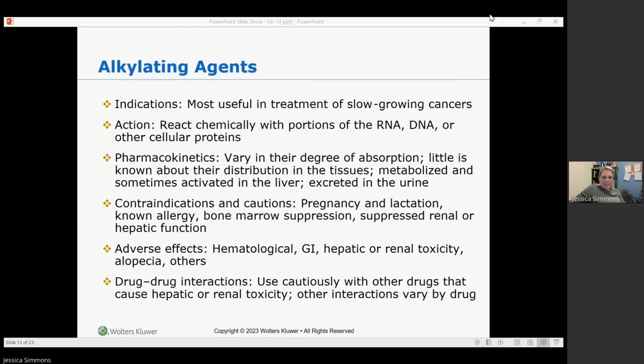Alkylating agents. So, contraindications and cautions in pregnancy and lactation, known allergy, bone marrow suppression, suppressed renal or hepatic function, drug to drug interactions. You want to use cautiously with other drugs that cause hepatic or renal toxicity. In the ATI book, it only lists complications that are very specific to each drug.